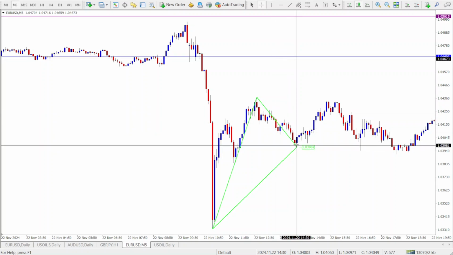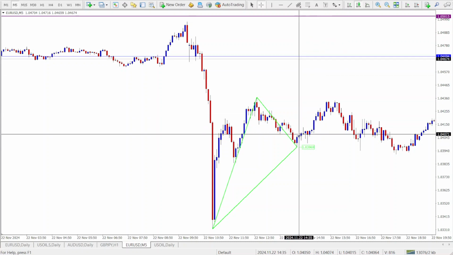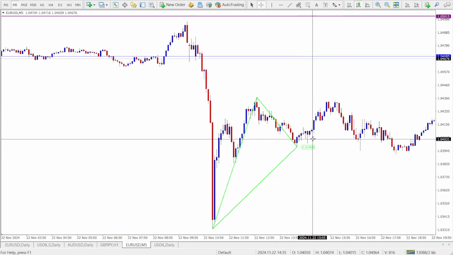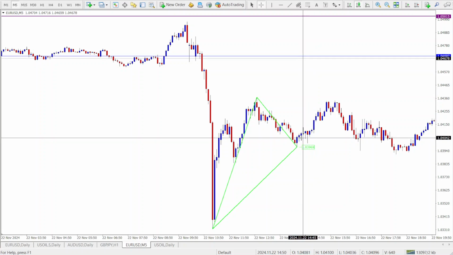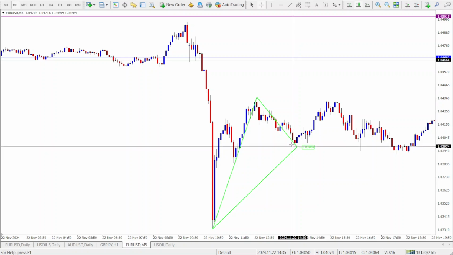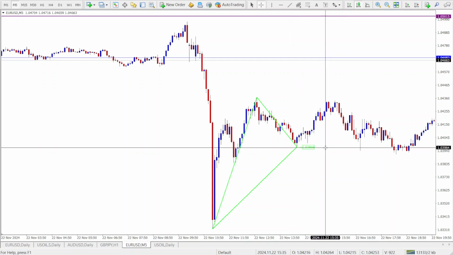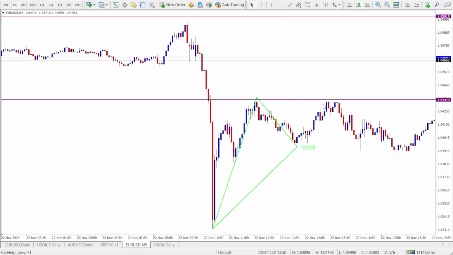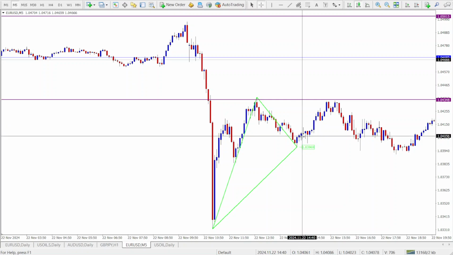And after the support was retested, we can see that we had a bullish engulfing candle. So this was a great place to enter a buy, right? After entering a buy here, you could have considered setting your stop loss just below that bullish pattern. And after that, you can consider setting your take profit at the nearest resistance zone, and that would have given us somewhere around 30 pips.